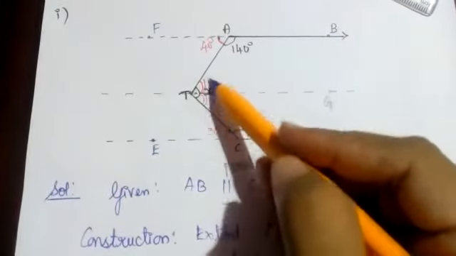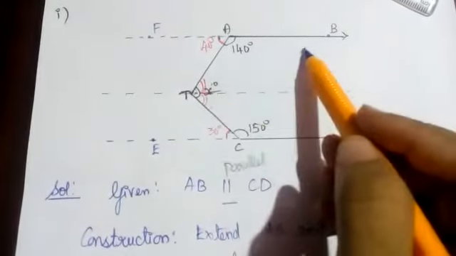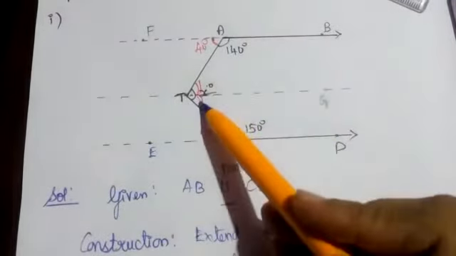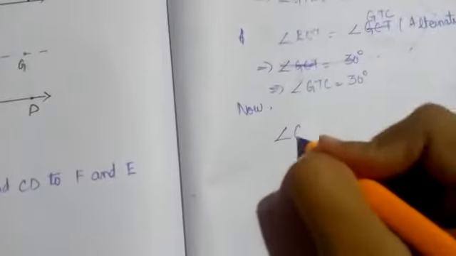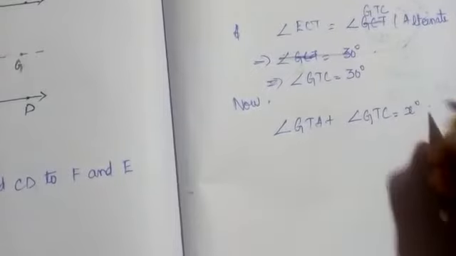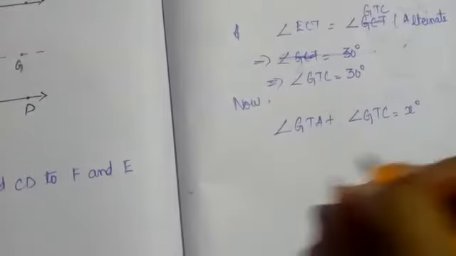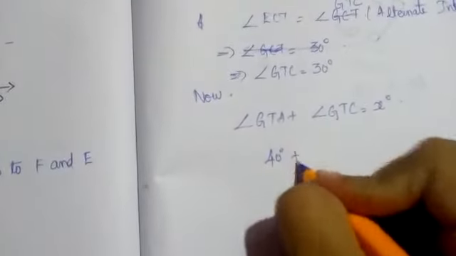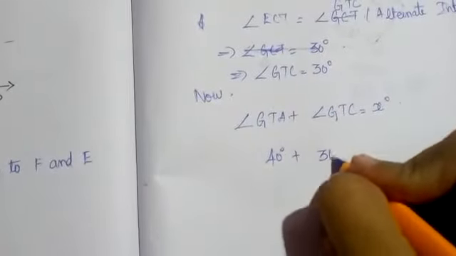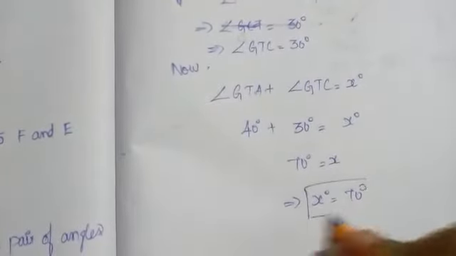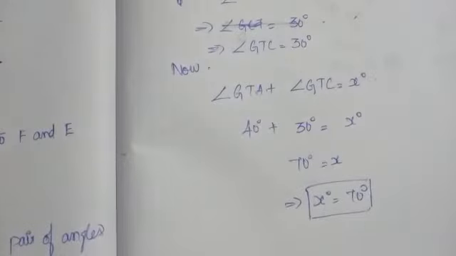So now if you add these two, you will get the value of x, isn't it? When you add angle GTA plus angle GTC, it is equal to x. Correct? Because angle T is x degrees. So what is the value of GTA? 40 degrees, plus angle GTC, which is 30 degrees, is equal to x degrees. 70 degrees is equal to x, which implies x is equal to 70 degrees. Got it? So keep it in mind.